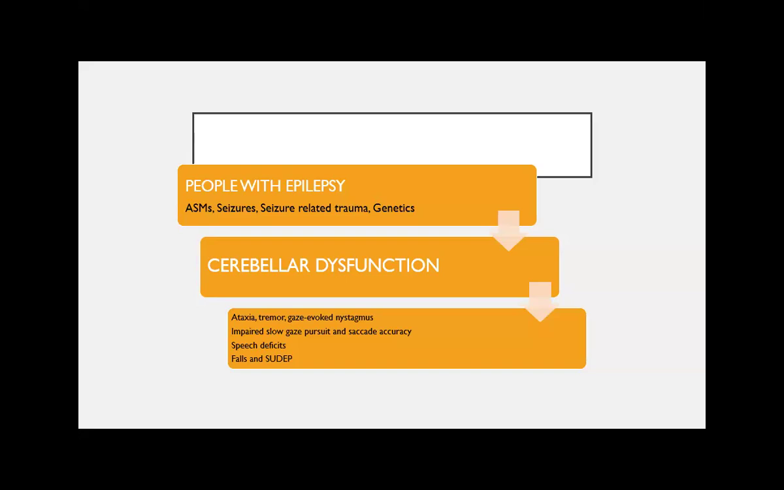studies. And this cerebellar dysfunction can manifest as cerebellar signs, including ataxia, tremor, nystagmus, gait abnormalities, speech deficits, and it can also contribute to falls and SUDEP.